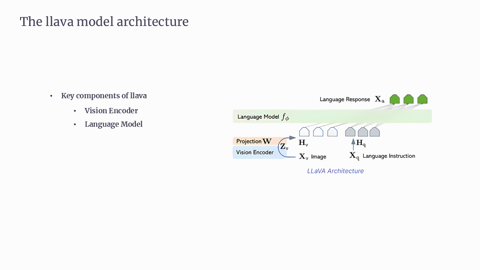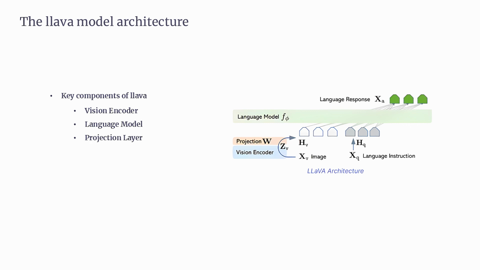2. Language model. The core language model of LLaVA is based on LLaMA, specifically a variant called Vicuna. This is a large language model that processes the text input and generates responses. The language model takes both the visual features, processed by the vision encoder, and the text input to produce a response that makes sense in context.